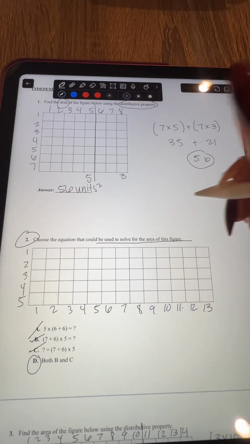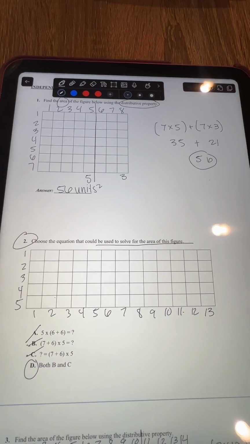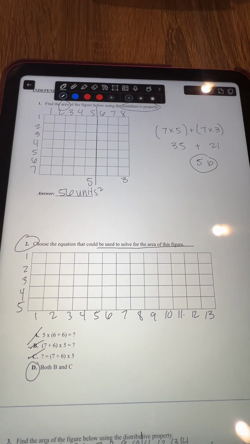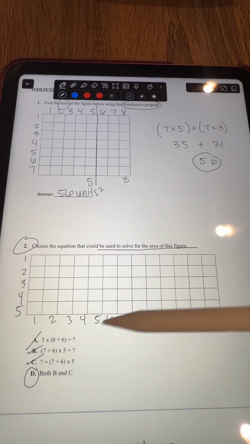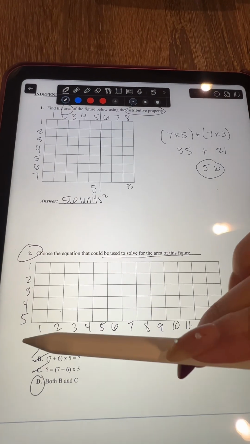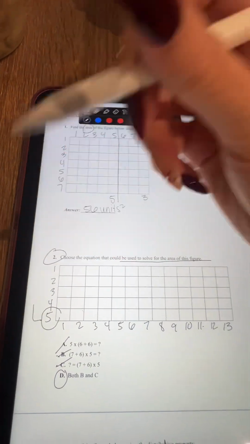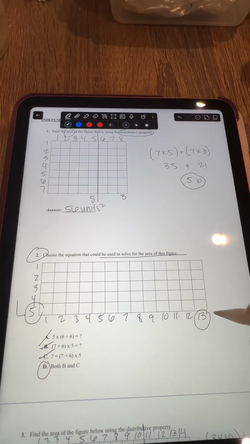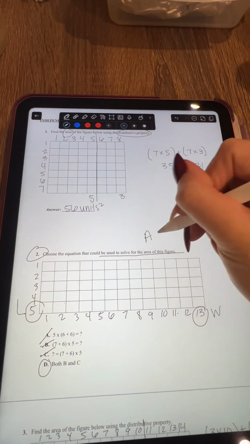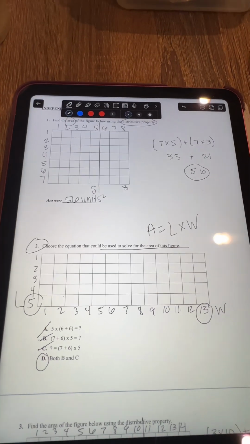So we told scholars today that distributive property means we break down a number in order to solve it in an easier way. So for example, I'm going to first count my rows and count my columns. So I have 5 rows. This would be labeled as my length. And I have 13 columns. So I will label this as my width. So remember that area equals length times width.